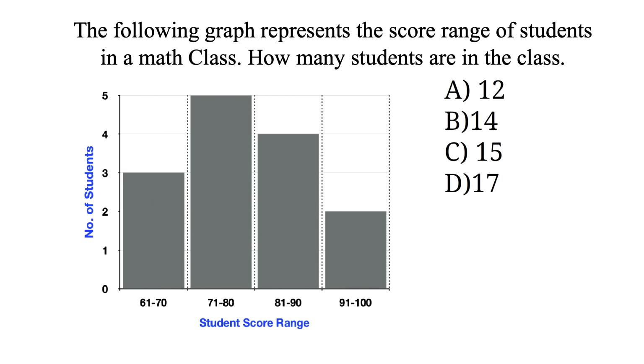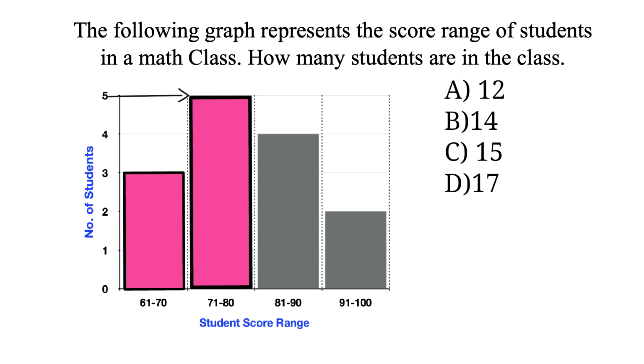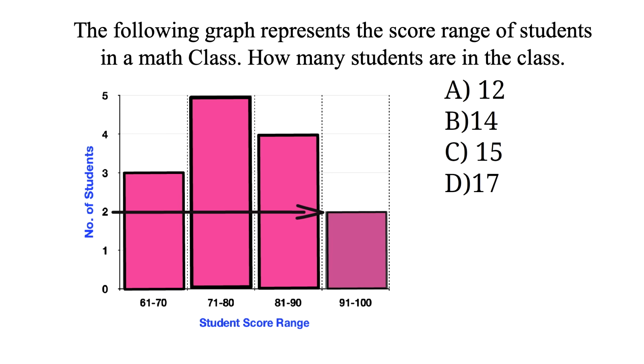Here, the x-axis represents the score range and the y-axis represents the number of students whose scores are within that range. From the graph, you'll notice that there are 3 students whose score ranged from 61 to 70, 5 students from 71 to 80, 4 students from 81 to 90, and 2 students from 91 to 100.